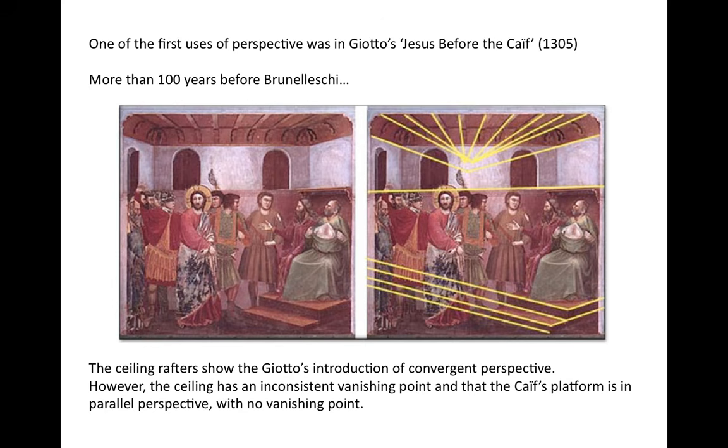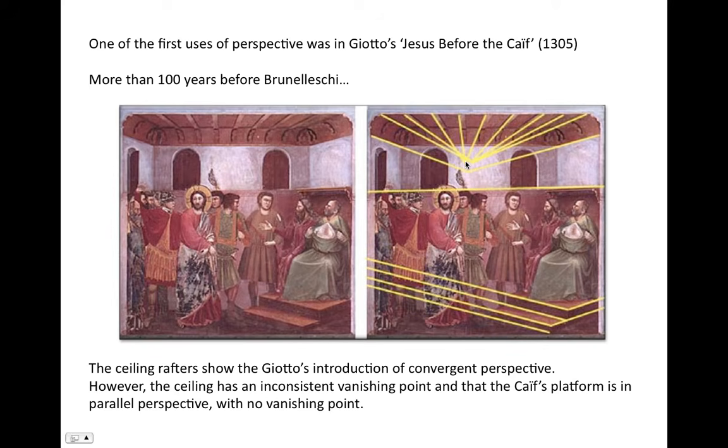So during the early Renaissance and then into the height of the Renaissance, artists started to figure out this concept of converging lines or orthogonals. One of the first uses of perspective was in Giotto's Jesus Before the Knife in 1305. This was more than 100 years before Brunelleschi, who we'll talk about in just a moment. And you'll notice that here Giotto has started to get this concept of parallel lines converging. Okay, they're converging at a point.